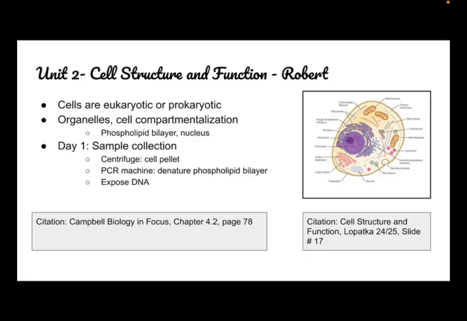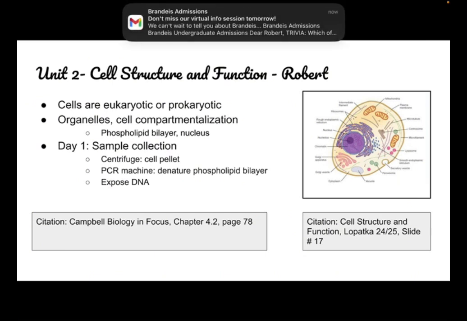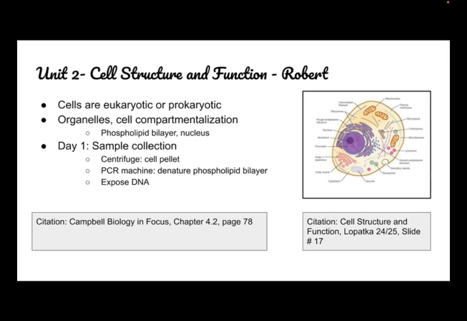All right, so Unit 2 focuses on cell structure and function. To start, all cells are categorized as either eukaryotic or prokaryotic. Eukaryotic cells have membrane-bound organelles, including a nucleus, while prokaryotic cells do not. A key feature of eukaryotic cells is compartmentalization, which allows different cellular processes to occur efficiently in specialized structures or organelles. Two important components here are the phospholipid bilayer, which forms the cell membrane, and the nucleus, which houses the cell's DNA.